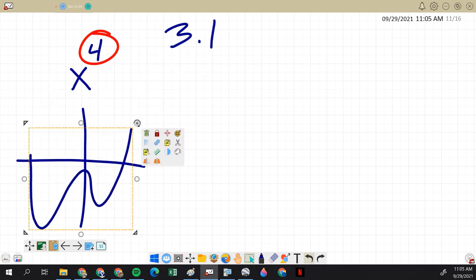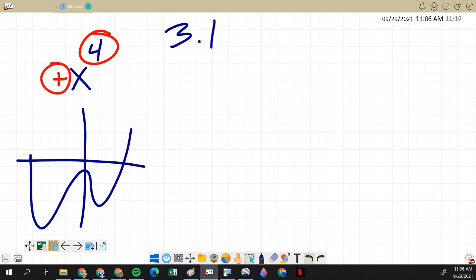So the 4 tells you the maximum number of roots. There is no way this graph can hit the x-axis 5 times. It's impossible. Okay, but it could be 3 or 2 or 1 or 0. Okay. What does this tell me? That it's happy, right? The left side is up and the right side is up. Does everybody understand that? And then where do the wiggles come from? Well, all of the other information will dictate both the position and how many direction changes are on the inside.